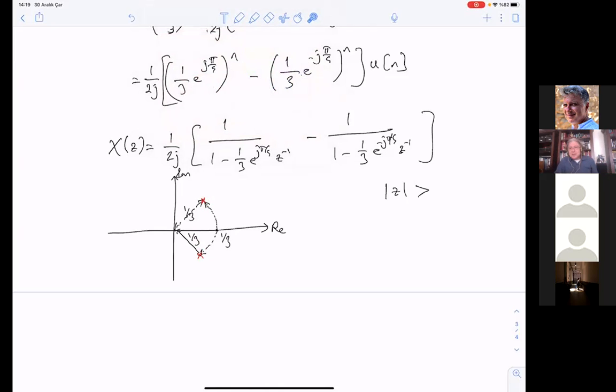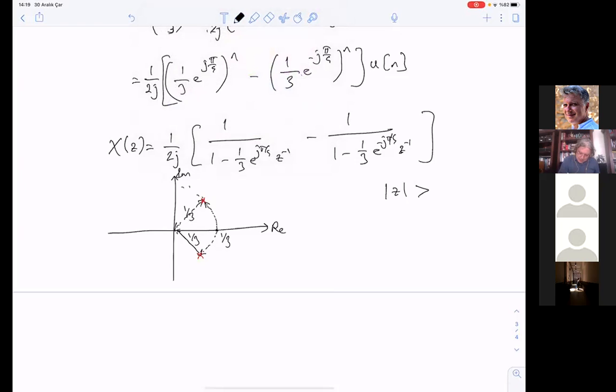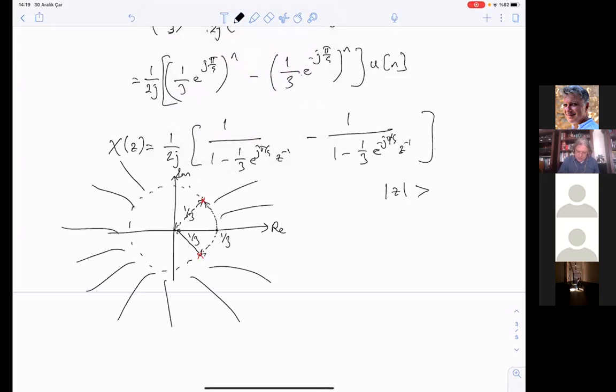But what is the radius then? The radius is already 1 over 3. We draw a circle of radius 1 over 3, and outside of this radius makes the region of convergence, which means magnitude of z is greater than 1 over 3. That's it. Do you understand this? Is there a question about that?